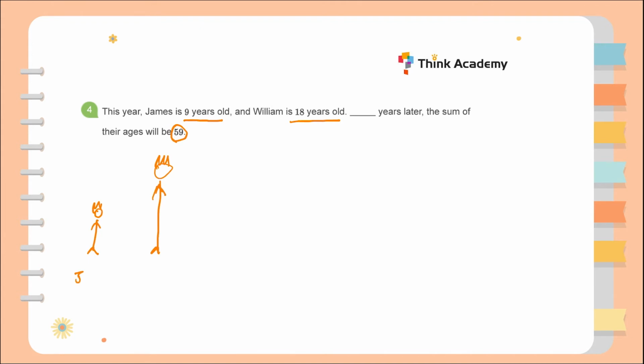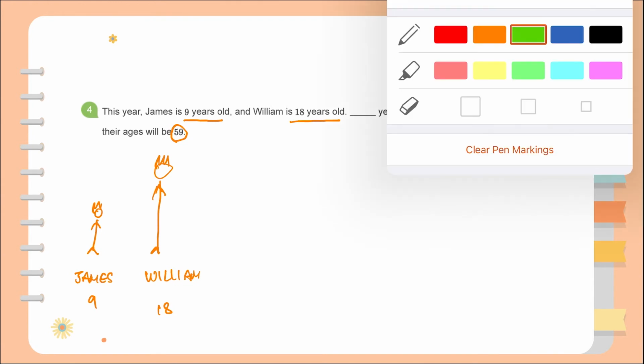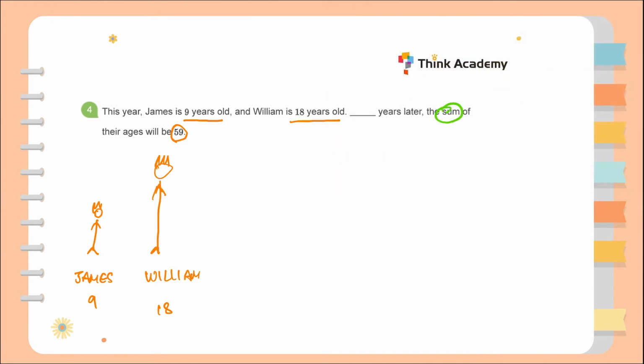Okay, so this is so easy, isn't it? James is 9, right? And William is 18. We are asked, how many years later would the sum of their ages be 59? What does the sum of an age mean? What is a sum? Very good. Sum is just the addition, right? So let's see. Today, the sum of their ages is, very good, 9 plus 18, which will give us 27. And we want to know, when will this 27 become 59? That's simple, isn't it? Very good. It's just 59 minus 27, which will give us what?